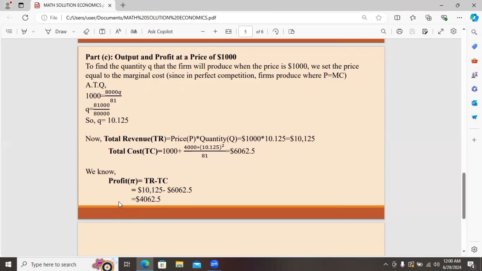10,125. For total cost, we have the equation from the first part, part A. After putting in the values, we got to know that the total cost was 6,062.5. That clearly says that total revenue is greater than total cost, which turns out to be a profit, and profit equals TR minus TC, which is 10,125 minus 6,062.5. The answer comes out at $4,062.5. So it was a pretty good question, but easy at the same time.